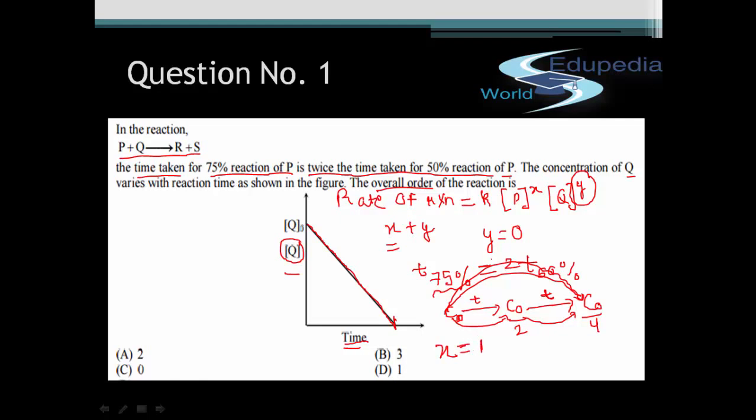So x equal to 1 and y equal to 0 gives us the overall value of x plus y as equal to 1, and that gives us the answer as D for the first question.